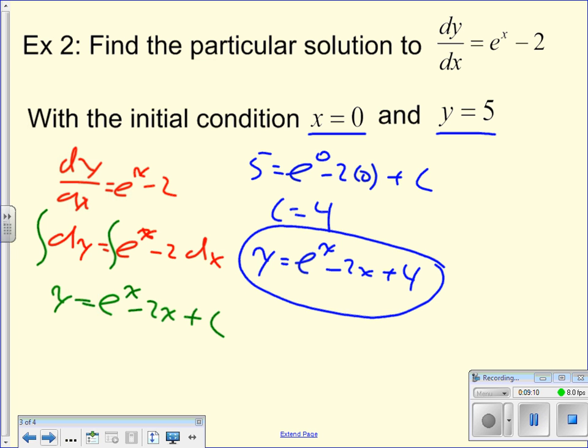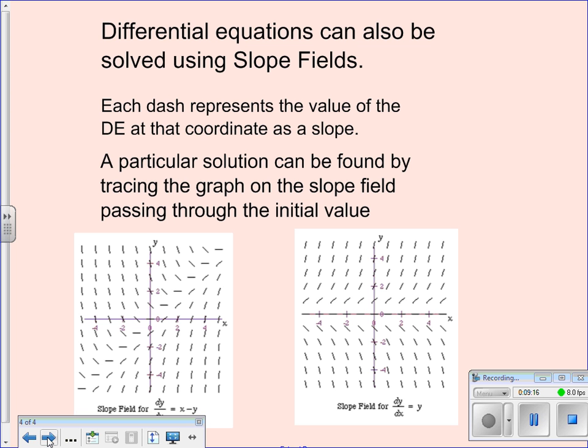Okay. Now, there is another way to solve differential equations. Slope fields. Do not try to copy this down. We will be doing slope fields tomorrow. I got a worksheet for you to do slope fields, but you will see the slope fields now, and I do want to talk about them.